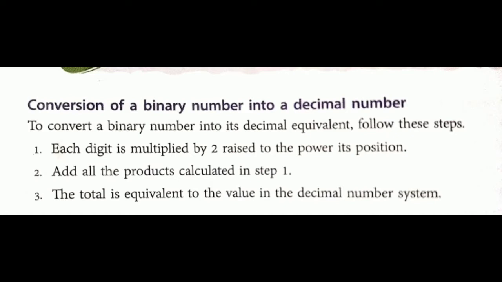Once again, step number 1, each digit is multiplied by 2 raised to the power of its position. Step number 2, add all the products calculated in step 1. And step number 3, the total is equivalent to the value in the decimal number system. So these are the steps of how to convert a binary number into a decimal number. Let us study in detail about this using an example.